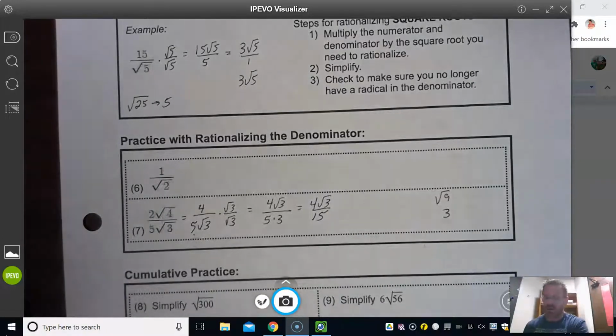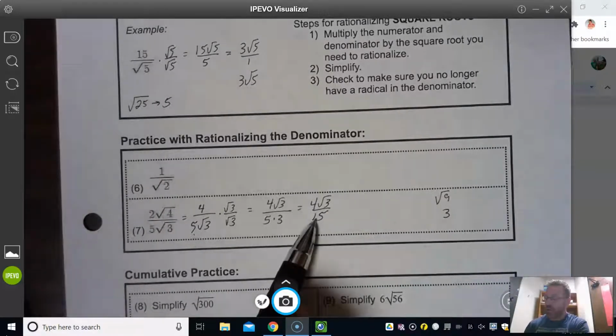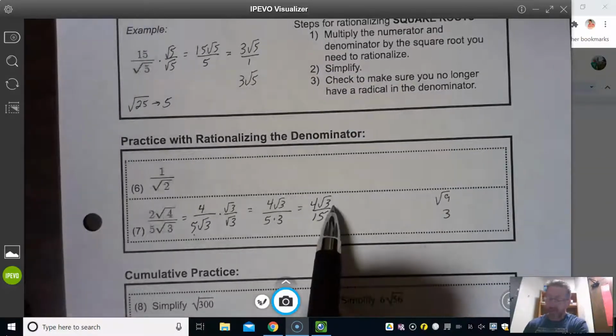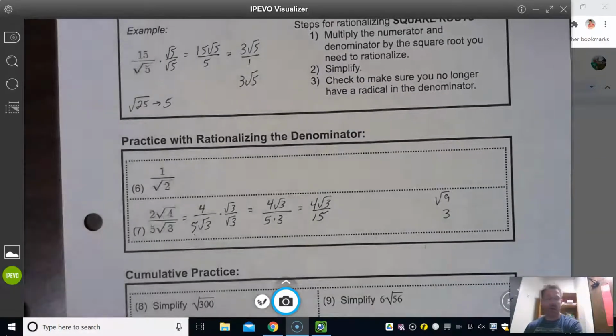And I have rationalized my denominator. I have no more radical in the denominator. I can't reduce my fractions, and I can't reduce anything inside the square root radical, so I know I am finished.